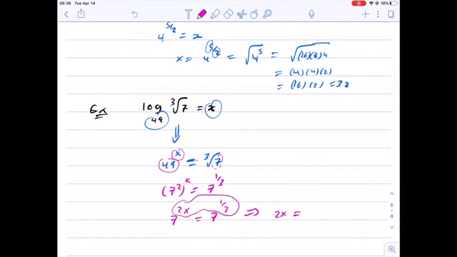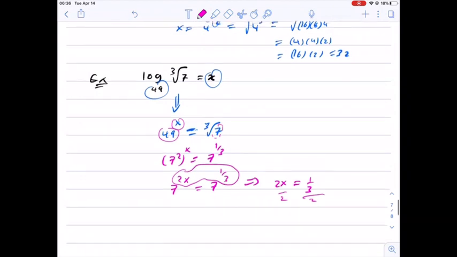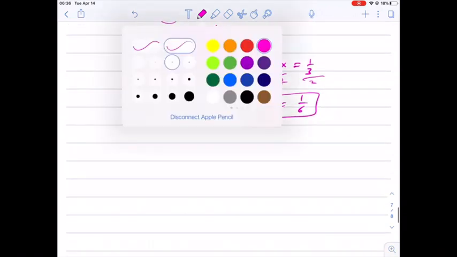The base is the same. That means the powers must be the same. So divide both sides by 2. You get x equals 1/6.